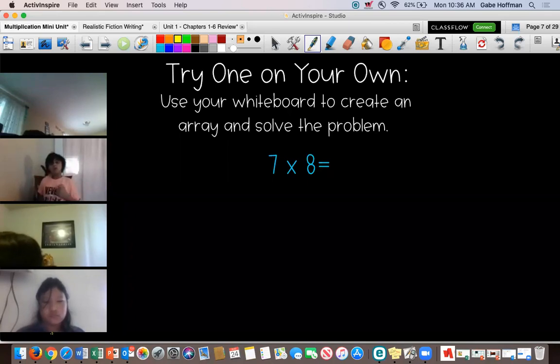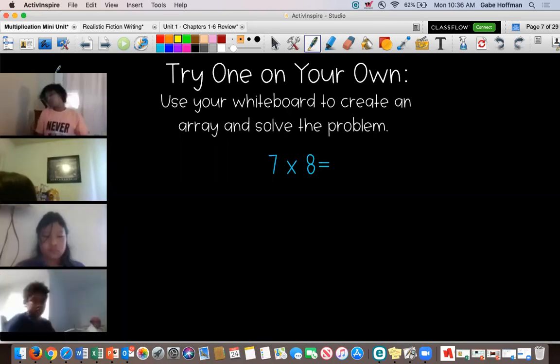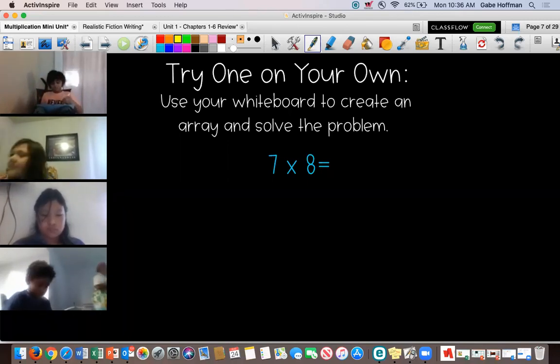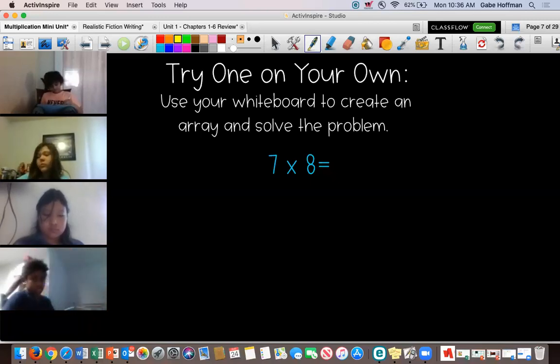At the end of 4 minutes, you have to show me your array on your camera. It's okay if it's not correct, but I want to see that you are at least participating in the lesson. So either on a paper or a whiteboard, you have 4 minutes to make an array and try to find the answer. 4 minutes. I'm setting a timer. On your mark, get set, go.